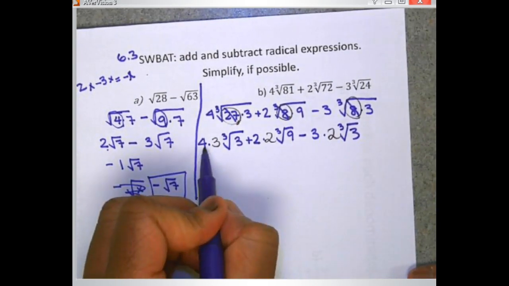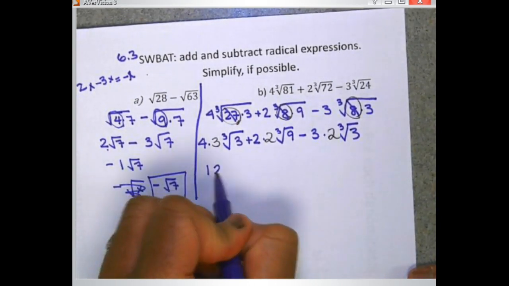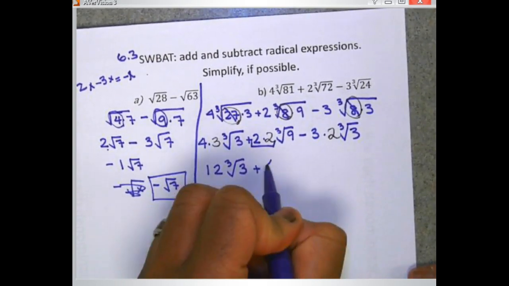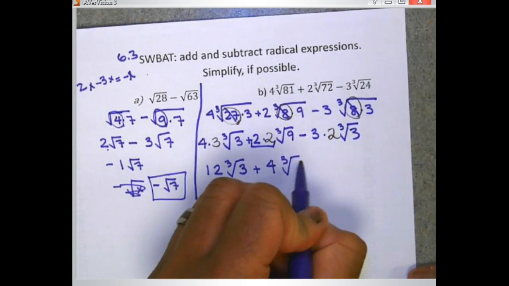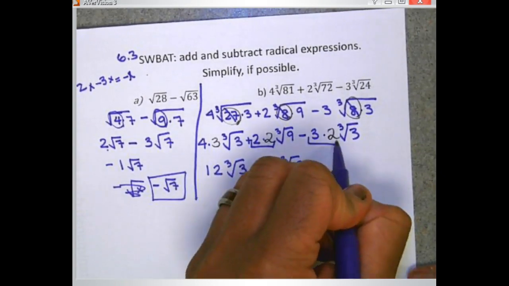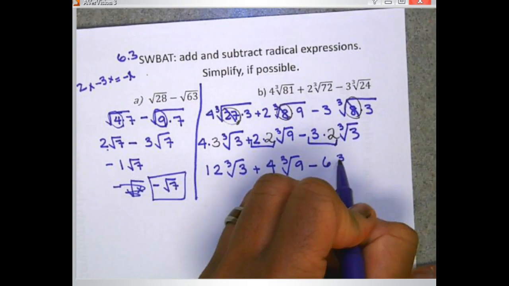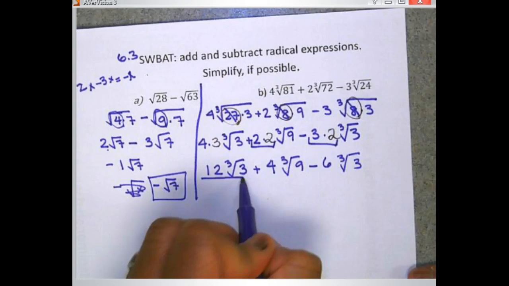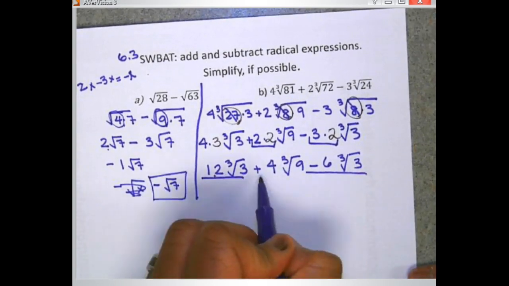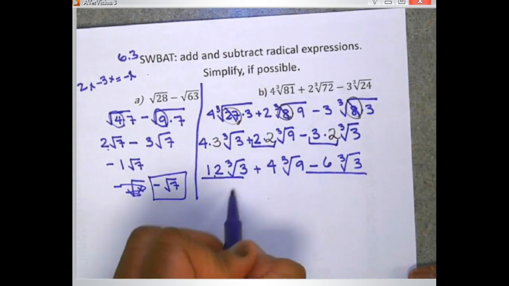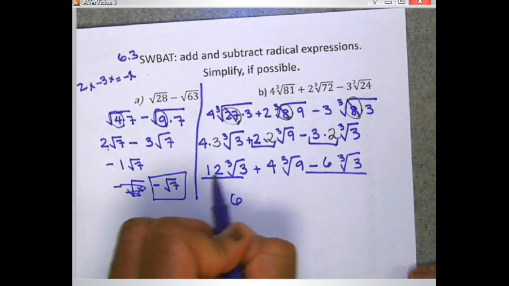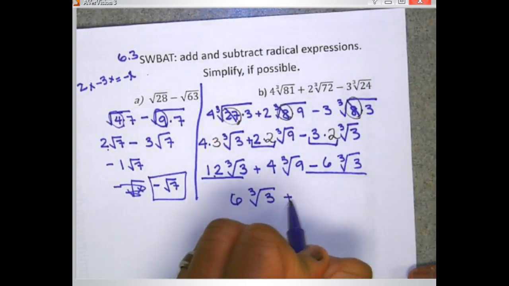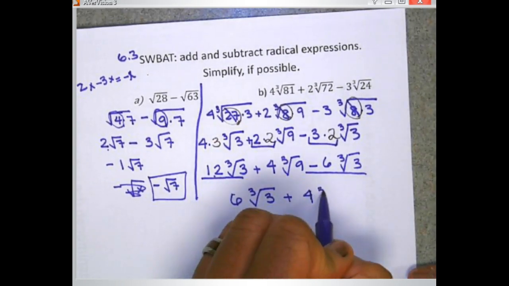Okay, let's simplify a little bit. 4 times 3 I know is 12. Cubed root of 3 plus 2 times 2 is 4. Cubed root of 9 minus 2 times 3, 6. Cubed root of 3. Like terms would be this one and this one. What is 12 cubed root 3's minus 6 cubed root 3's? Well, I'm left with 6 because 12 minus 6 is 6. And I'm going to keep my cubed root of 3 plus 4 cubed root of 9.